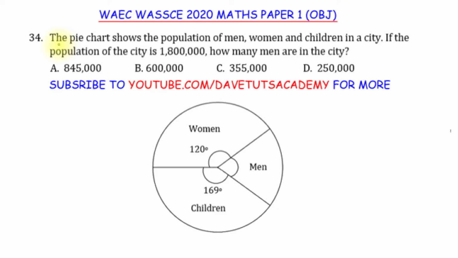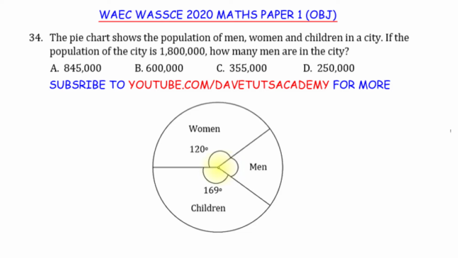Here in this question, we're told that the pie chart shows the population of men, women, and children in a city. Now, if the total population of the city is 1.8 million, we need to find how many men are living in that particular city. Here we can see the pie chart, and there are quite a number of ways you can choose to go about it, but this is what I want to do.